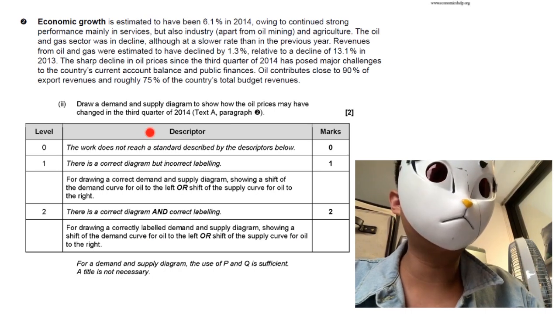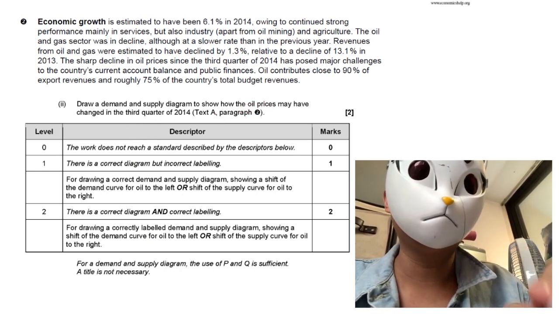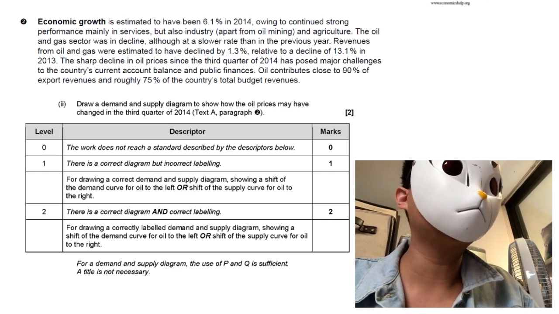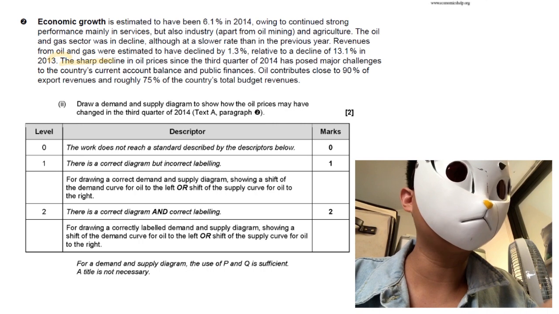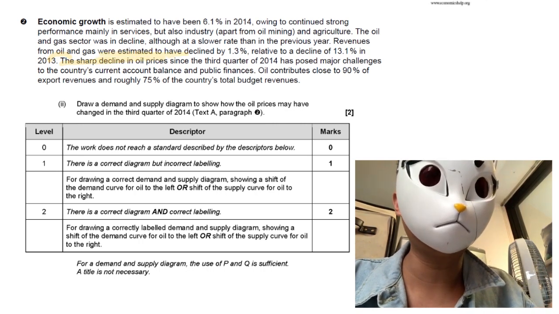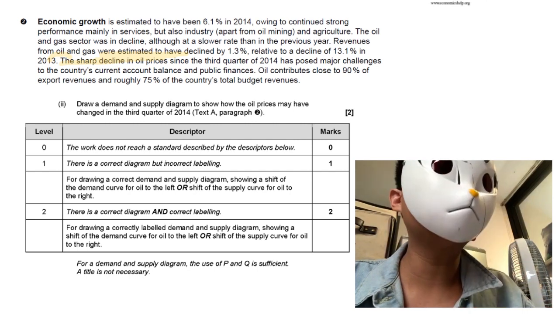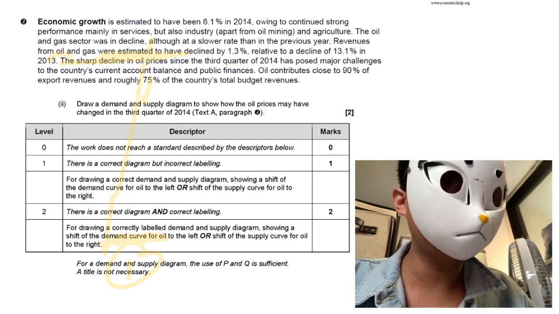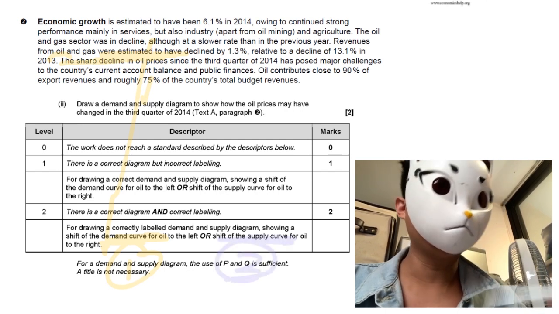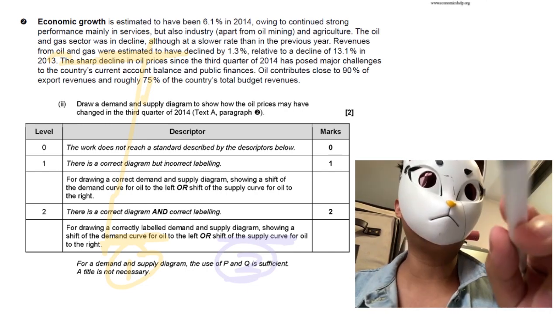Now in this question, we have to draw a diagram to illustrate the changes in the oil price. So we have to take a look at the text and see what happened to the oil price. As you can see, there is a sharp decline in the price. There are two ways that the price would drop. The first is a drop in demand, number 1. And number 2, there might be an increase in supply. These are the two reasons leading to the drop in oil price.